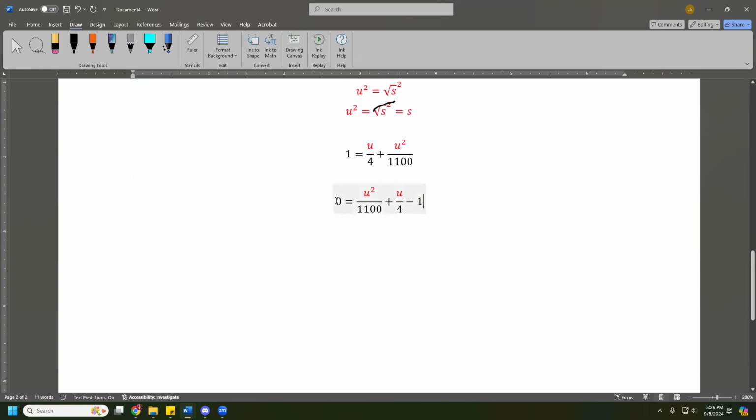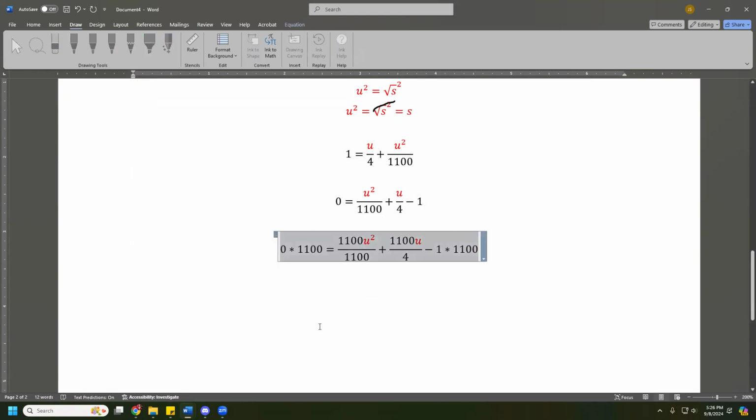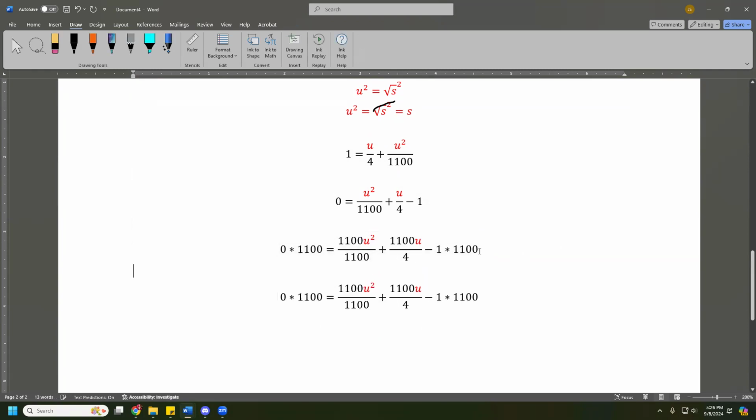And the other thing I might want to do is, I'm not a huge fan of this divided by 1,100, so I'm going to multiply everything by 1,100. However, if I multiply on the right, or sorry, on the left, it doesn't matter because I'm going to have a 0. But in any case, I'm going to do that to everything. Everything is going to get multiplied by 1,100. Now, typically people don't write this step in much detail, but I'm just writing it here to show you where the numbers come from.